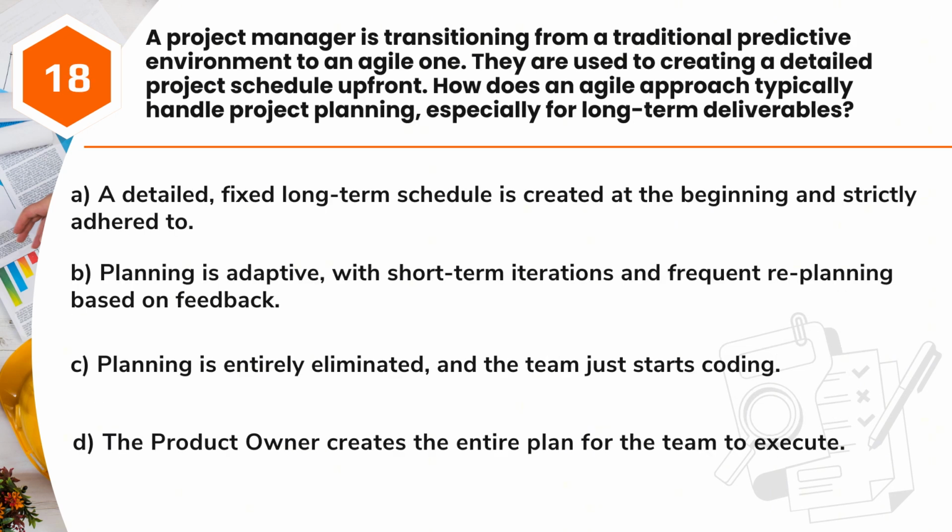Question 18. A project manager is transitioning from a traditional predictive environment to an agile one. They are used to creating a detailed project schedule upfront. How does an agile approach typically handle project planning, especially for long-term deliverables? A. A detailed fixed long-term schedule is created at the beginning and strictly adhered to. B. Planning is adaptive, with short-term iterations and frequent replanning based on feedback. C. Planning is entirely eliminated and the team just starts coding. D. The product owner creates the entire plan for the team to execute.